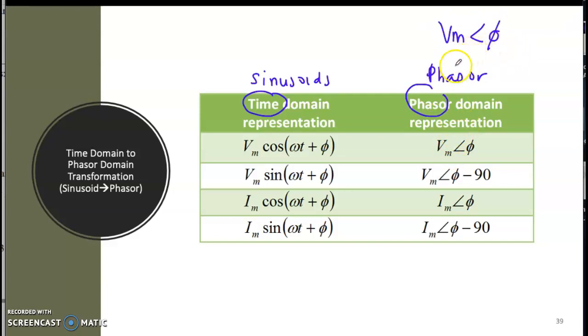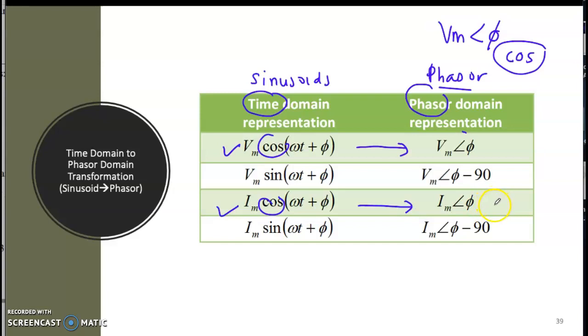In order for you to have the phasor, you need to make sure it is in cosine form. If you see here, Vm and Im are both in cosine, so you can directly convert them to phasor form. There is Vm with its angle, and also the current Im with its angle.